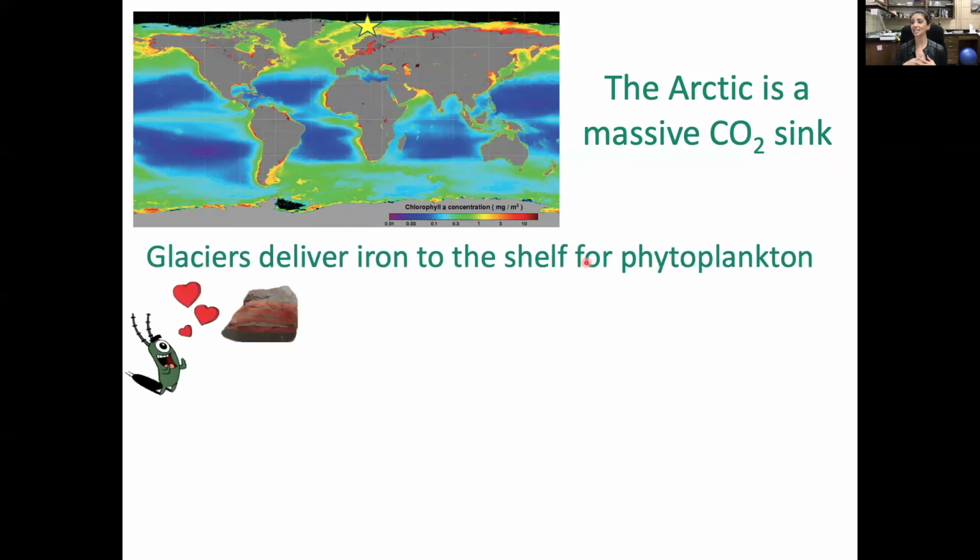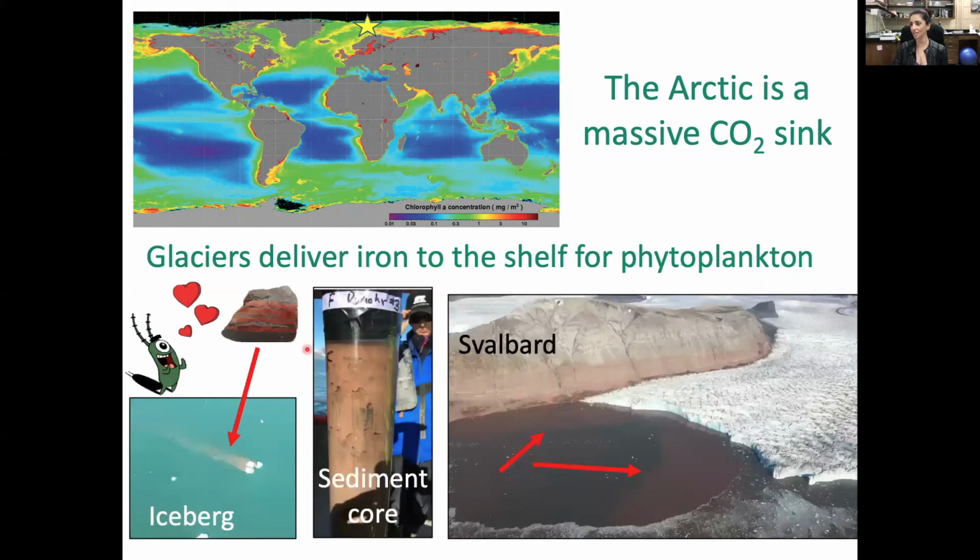This is because glaciers deliver a whole lot of iron to the shelf, and phytoplankton love iron. It is a key micronutrient for them to perform photosynthesis. And I just want to show you a few more photos from my field expedition in the Arctic. Here we're in Svalbard. We can clearly see this rusty red color bleeding off of the glaciers. And that's because we have this iron-rich bedrock that then melts into the oceans, feeding our photosynthetic organisms.